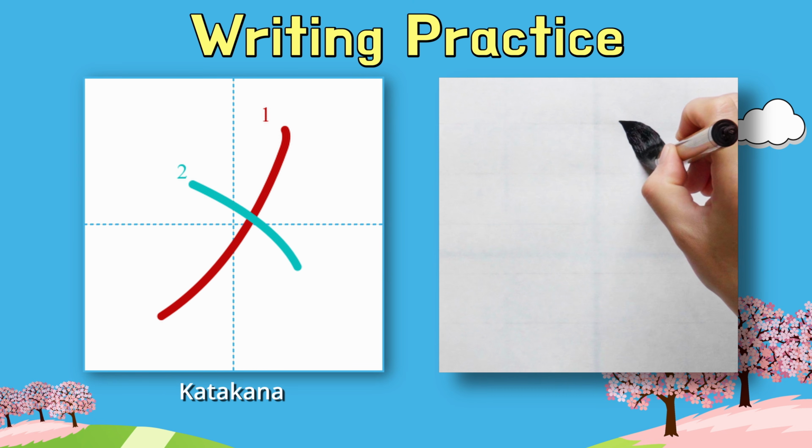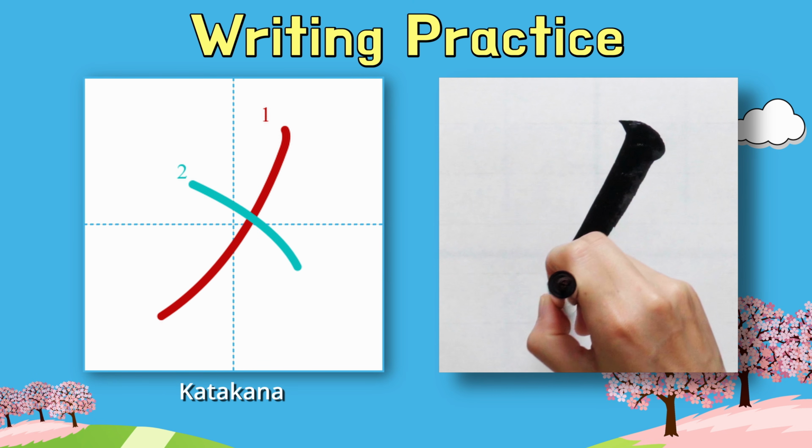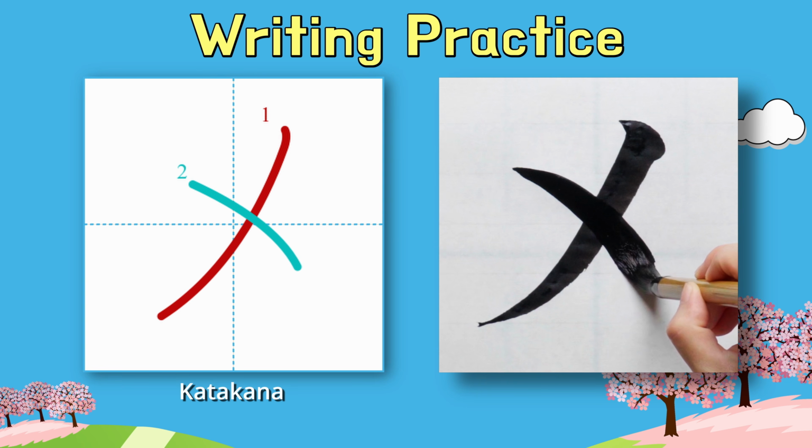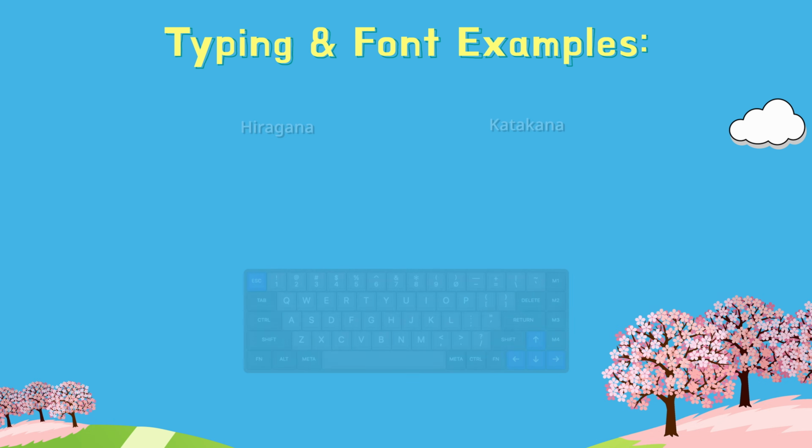When drawing the katakana me, make sure to pull back the first stroke, just like the katakana no, and then make the second stroke slightly curved down and shorter than the first.